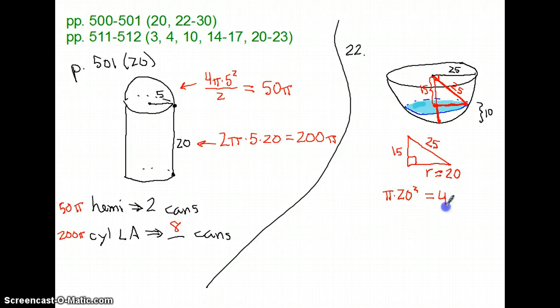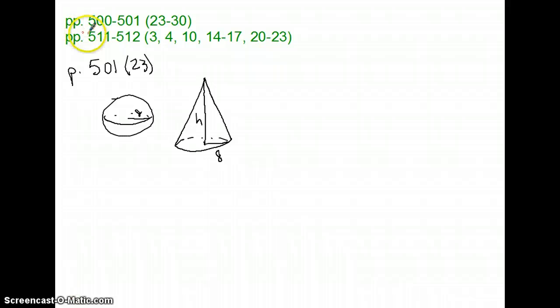And that's 400 pi. Love that problem. But again, we can't do volume, sadly. Alright, this one, I'm going to stick with 501 here for a second. I've already done more from 511, so to keep it fair.